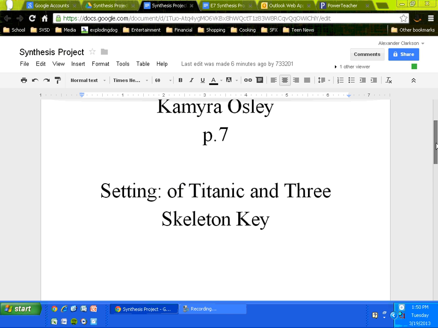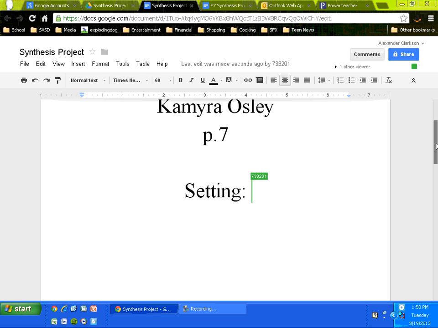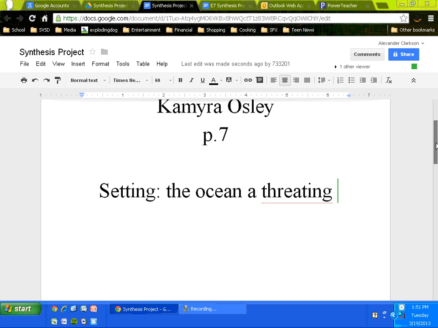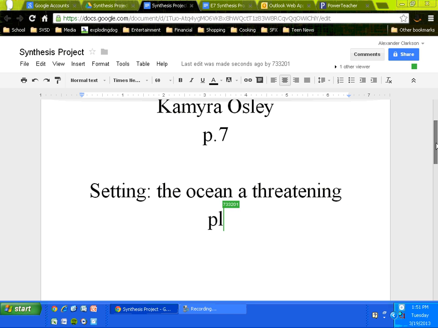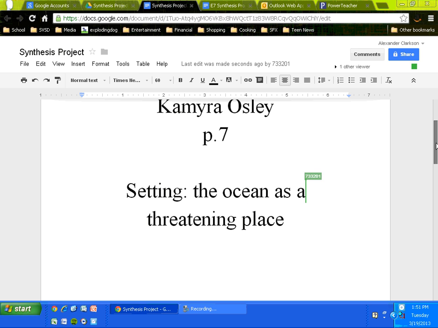I would say setting the ocean as a threatening place. What have I just put into her topic? No, because we're talking about setting. What have I just put in there? Come on, I talked about concepts connected to setting. What setting concepts have I just placed into her title? The ocean as a threatening place. That's true, it is her main idea, but what setting concepts are related? We've got the mood, threat, right? And then which type of setting am I talking about? Physical, historical, or cultural? Physical. I've got physical setting and a mood. Now Kamaira has a specific concept for her topic, for her entire project, and it should help her write about it.